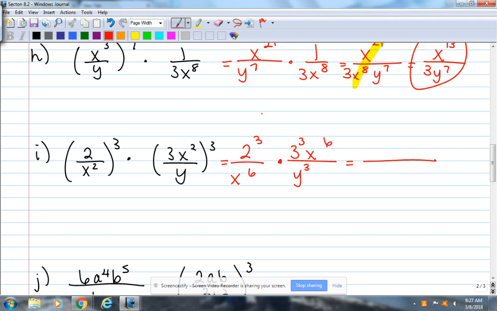So what's 2 to the third power? 8. And what's 3 to the third power? Can y'all tell me what 8 times 27 is? I don't have my calculator. It's how much? 216? So my numbers on top make 216. Do y'all get why it does that? I just evaluated them and then I multiplied them. And so I have 216 x to the 6th power on top over x to the 6 y to the 3rd.